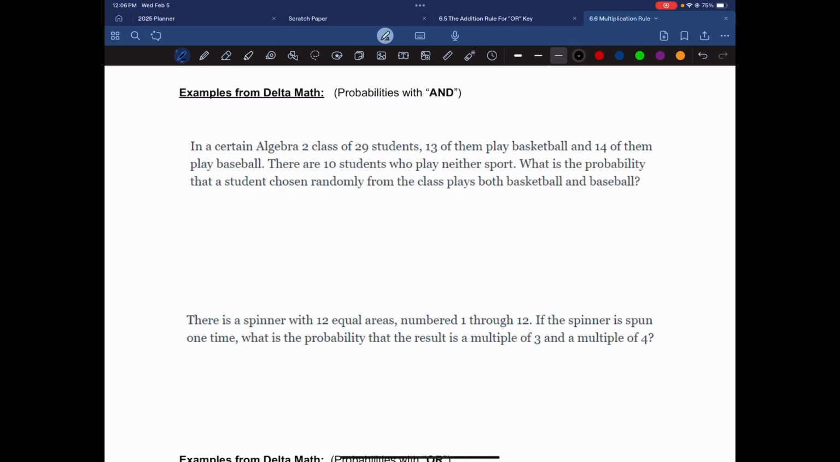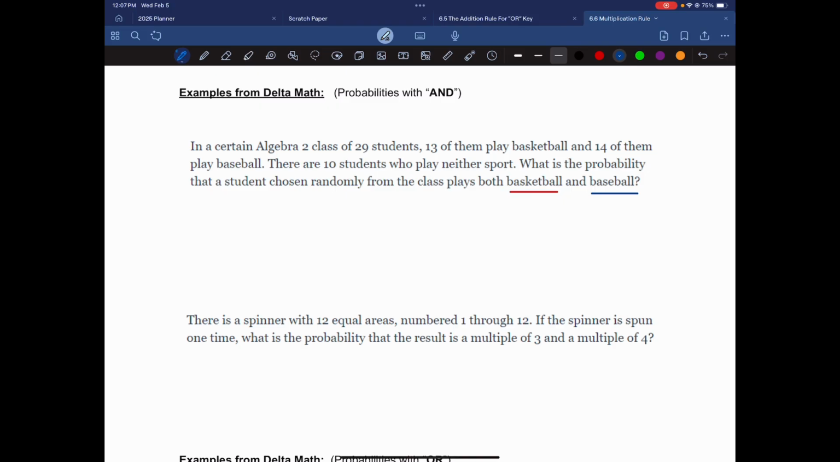So in a certain Algebra 2 class of 29 students, 13 of them play basketball and 14 of them play baseball. There are 10 students who play neither sport. What is the probability that a student chosen randomly from the class plays both basketball and baseball? So we want to know those who play both sports. We want to know who plays basketball and baseball, right? The overlap.